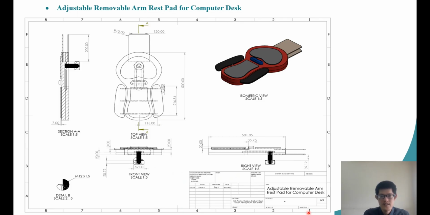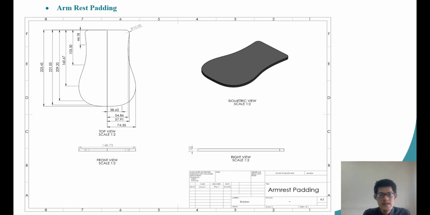The paper size used in this project is ISO A3, where all the dimensions are measured in millimeters. Here shows the isometric view of the adjustable removable armrest pad for computer desk. The distance between the edge of the rubber magnet to the board is 200 millimeters. Spline is used to draw the curve of the armrest padding.